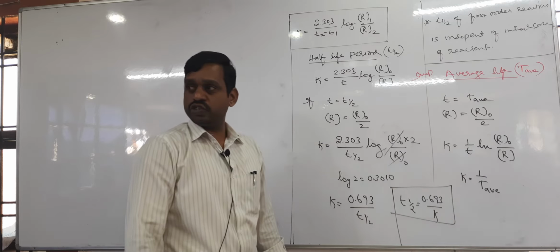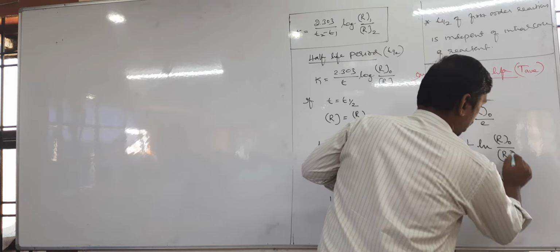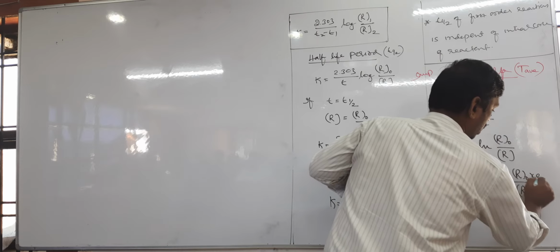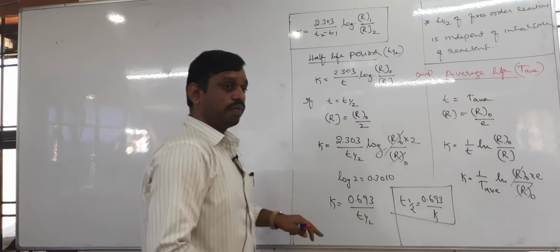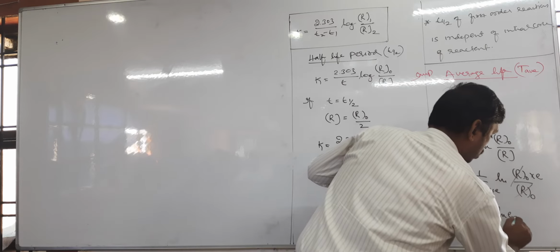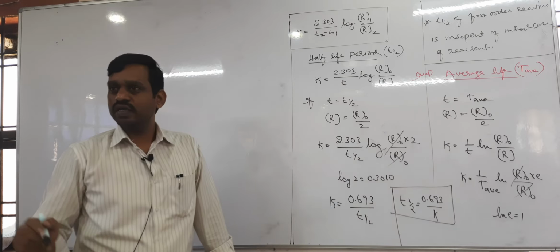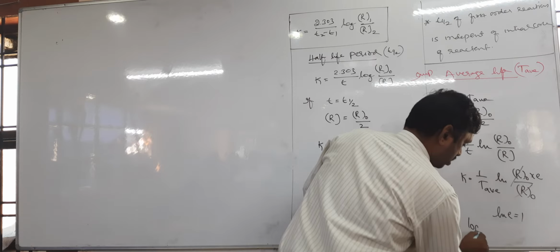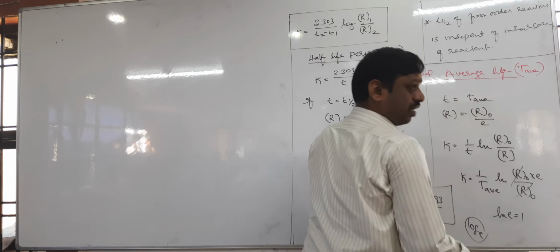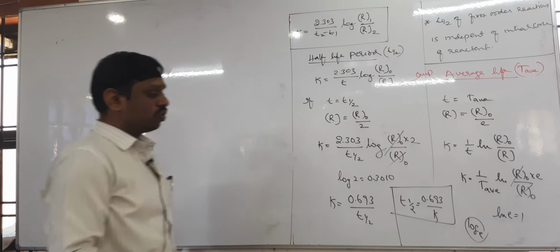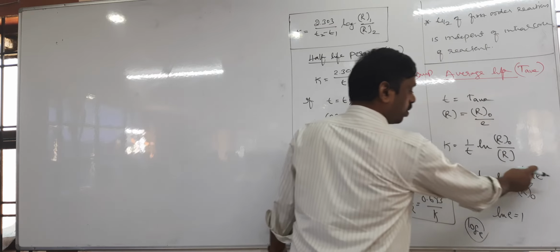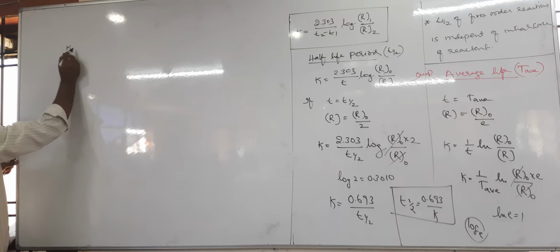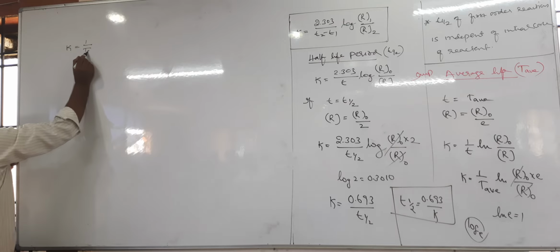When T equals T average, R naught is the same, then R equals R naught by e. So R naught cancels, but we also know that ln e equals 1, because log base e is the natural log, which means nothing but ln e, which equals 1. So now this whole value becomes 1. It means K becomes 1 by T average. Important. K equals 1 by T average.